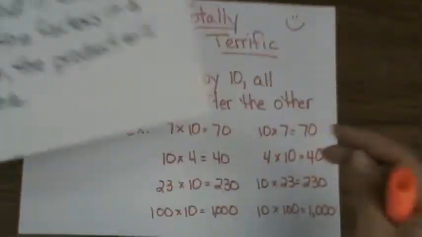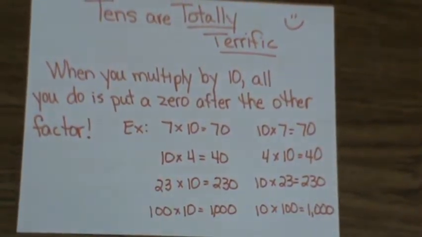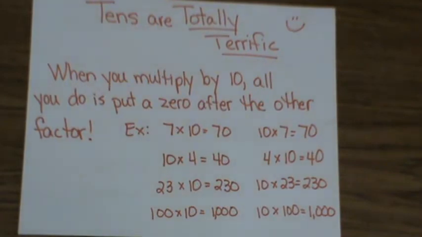Today we're going to talk about 2 more multiplication tables. The first are the tens. Tens are totally terrific. Tens are easy. We did ones. Ones were easy. Twos are easy. Tens are the next easiest one in the bunch here, because when you multiply by 10, all you're going to do is put a 0 after the other factor.